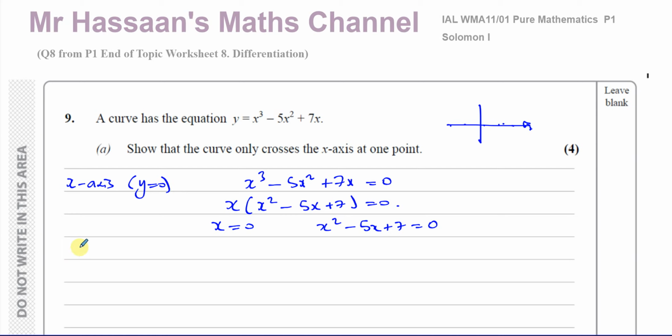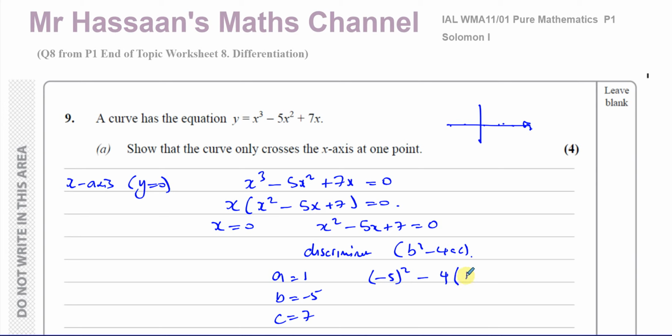So we're going to find what b squared minus 4ac is for this. So we're going to look at the discriminant, which is b squared minus 4ac. So here a is equal to 1, b is equal to negative 5, and c is equal to 7. So here we're going to have b squared, which is minus 5 squared, minus 4 times a, which is 1, times c, which is 7. So you end up with 25 minus 4 sevens are 28, equals negative 3.